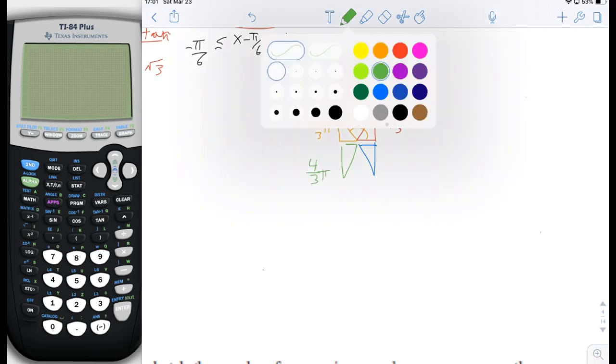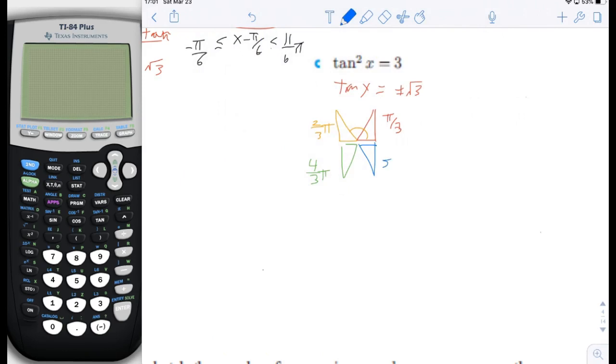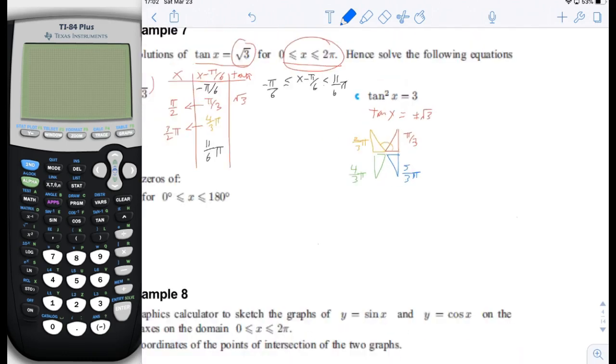And the blue angle would be 5/3 pi. Okay? All right. So these are the possible angles which are the solution to that one.